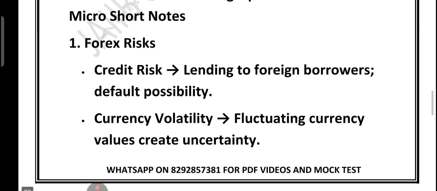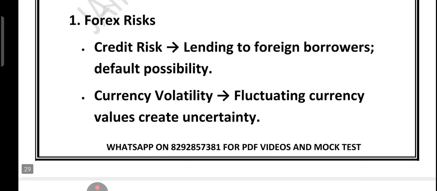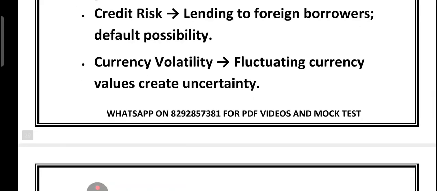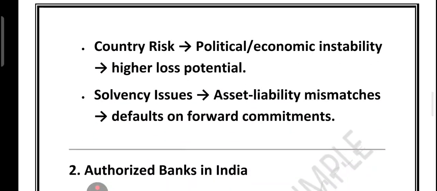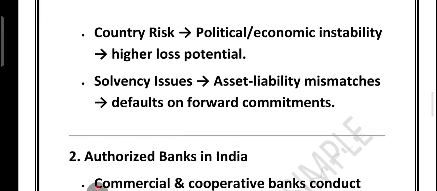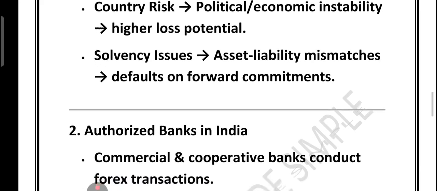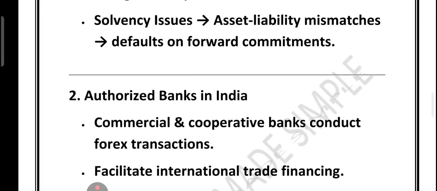Now, what kind of risk are there? You can see forex risk, which includes credit risk. Credit risk means the possibility that the foreign borrower may not repay the loan. Then the second risk we have is currency volatility, which means exchange rates fluctuate constantly. It will obviously create uncertainty. Then we have country risk. Country risk means political or economic instability in a country. It can increase the loss. Then we have the solvency issue. This is a mismatch between assets and liabilities.